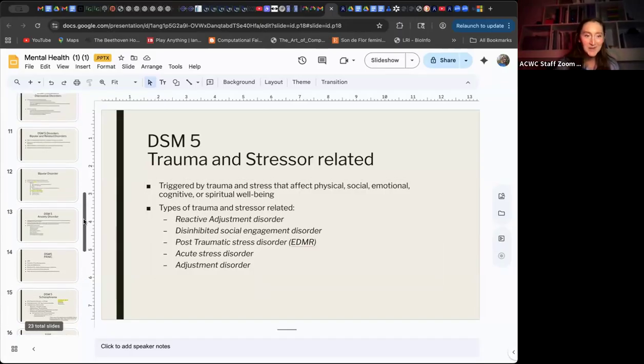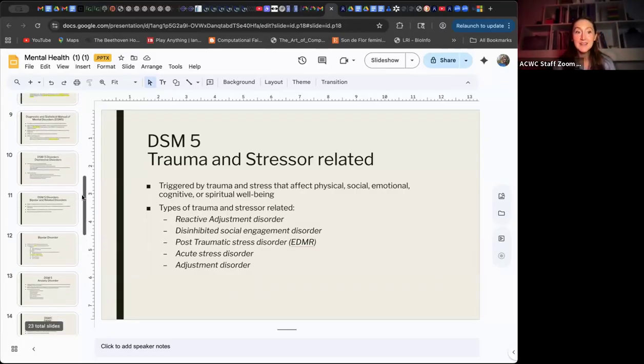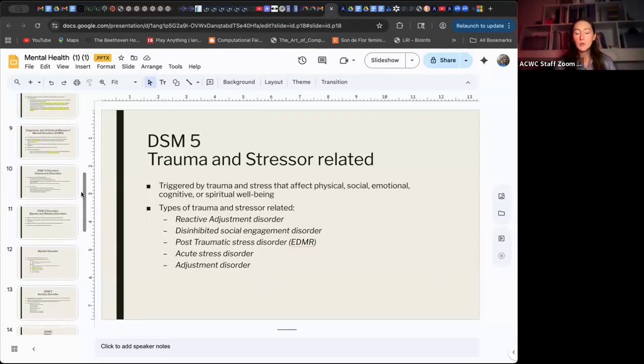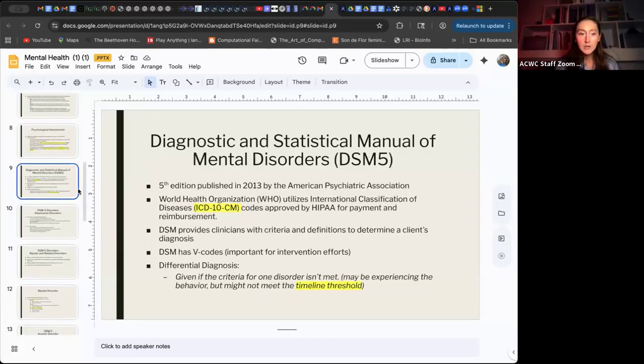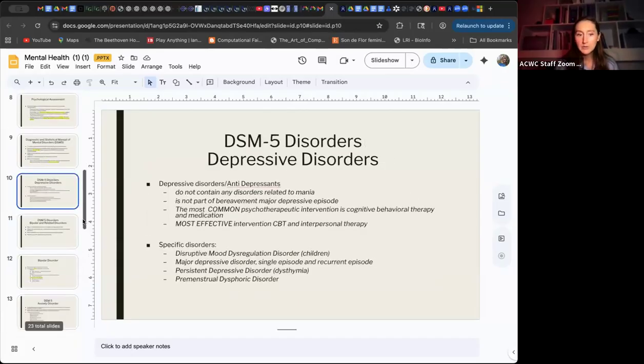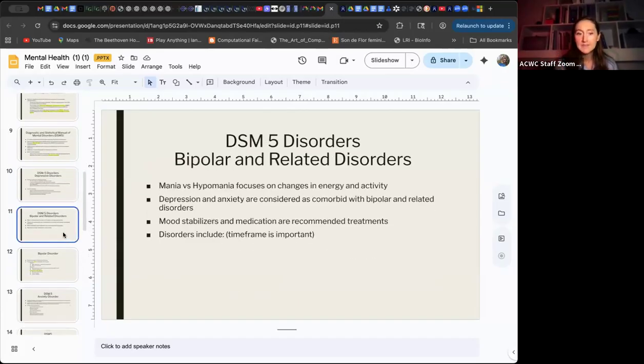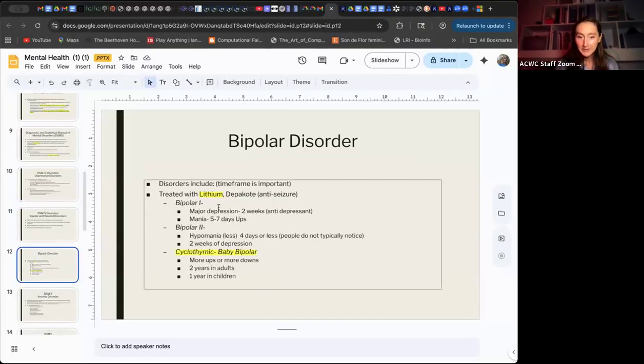Now going back up to bipolar. First I want to point that out because some of them are not quite that strict. Let me show you what I mean with bipolar 1 and 2. You need to memorize the time frame right here. Like major depression, and the mania for bipolar 1 is 5 to 7 days.